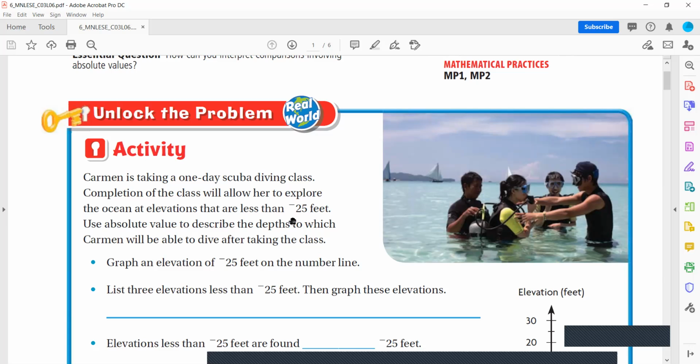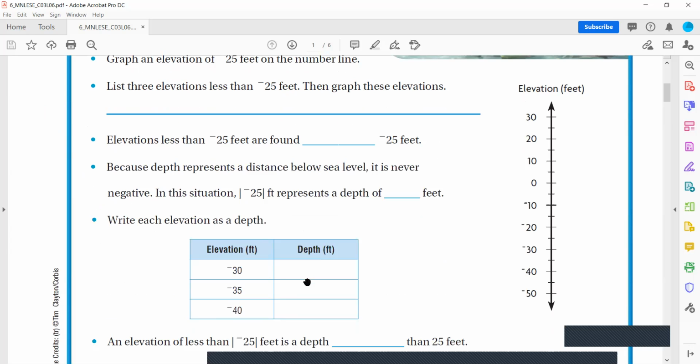So they're asking you, first of all, we have to plot this minus 25 on the graph line. And next, we have to list 3 elevations less than minus 25. When I say less than, girls, tell me any number of your choice which is less than minus 25. Minus 30.